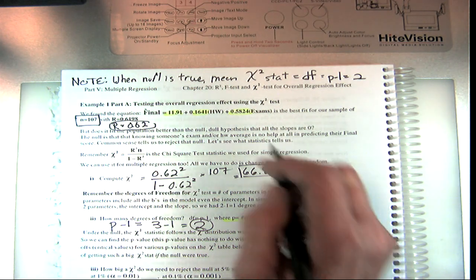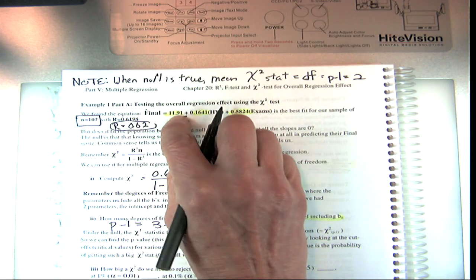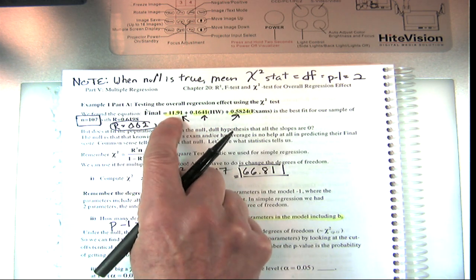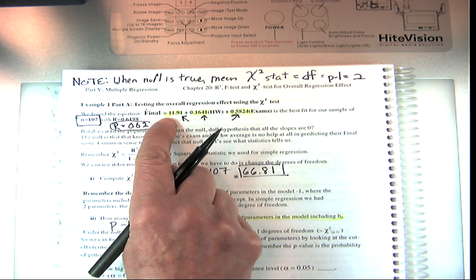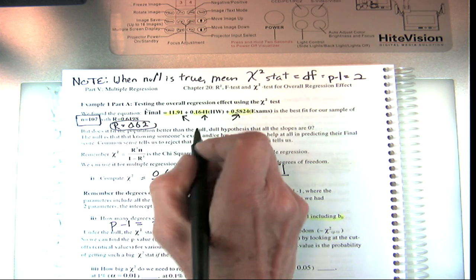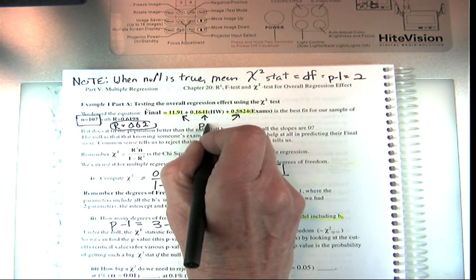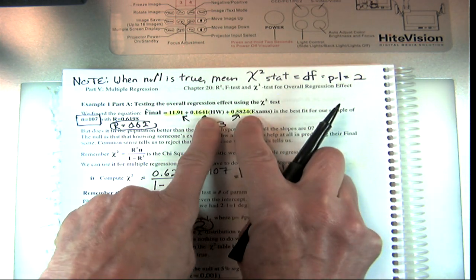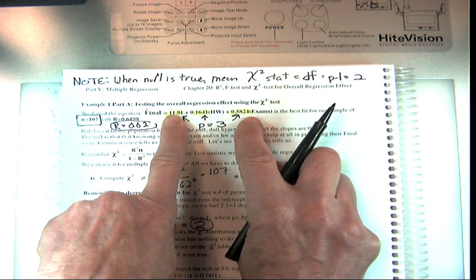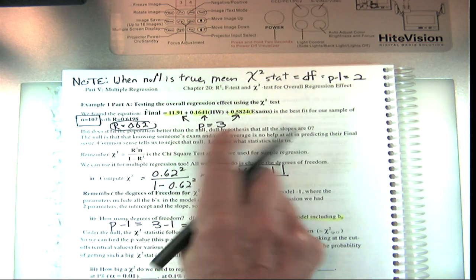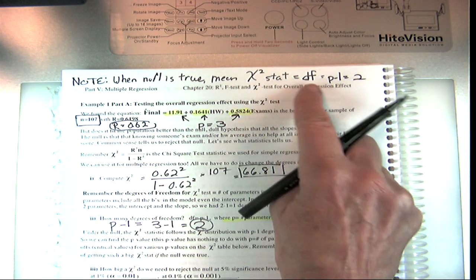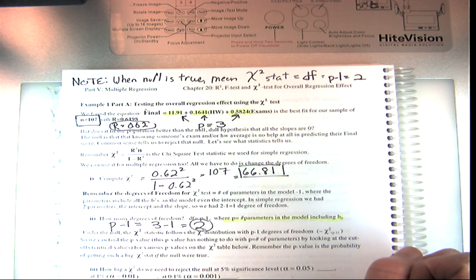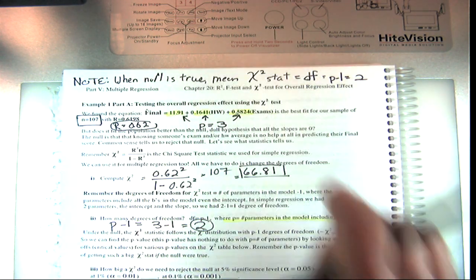Just so you remember, 1, 2, 3 parameters. Always include that intercept. Those are the number of parameters, so parameters equals 3. The degrees of freedom is actually just equal to the number of slopes, because you subtract that 1 off. So the degrees of freedom is just the number of slopes. We know that's crazy.